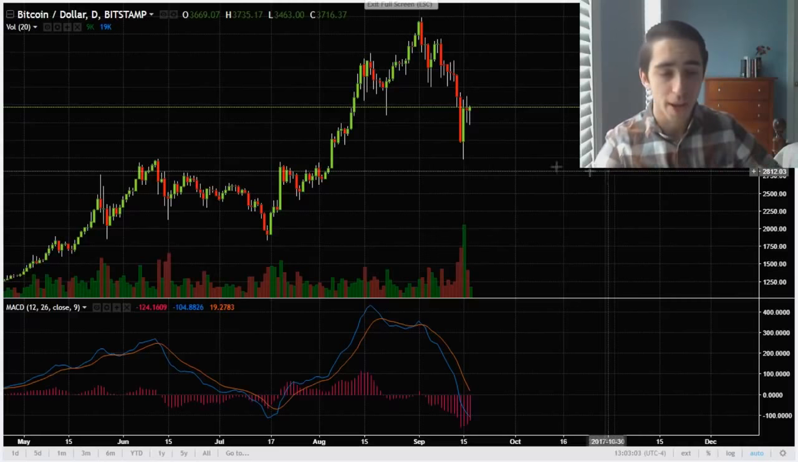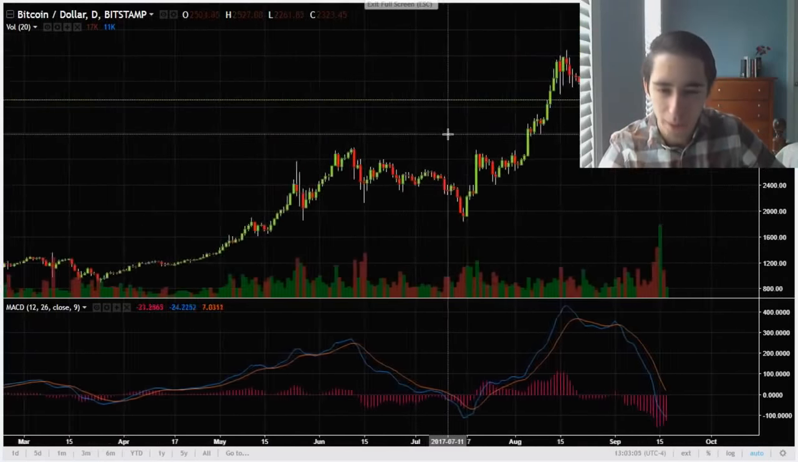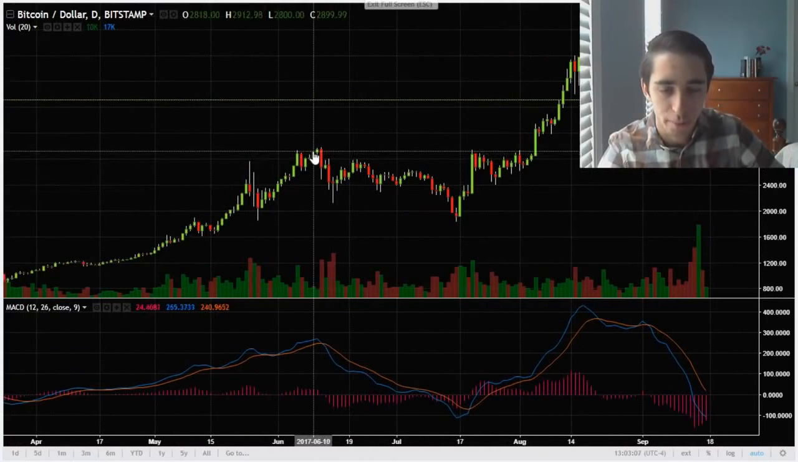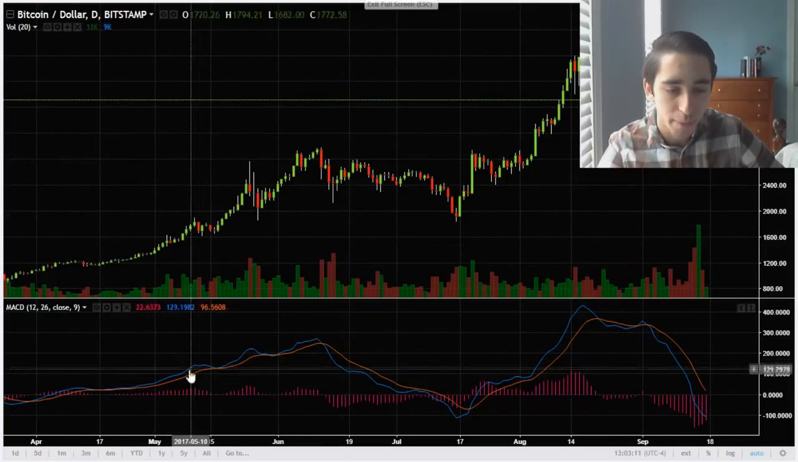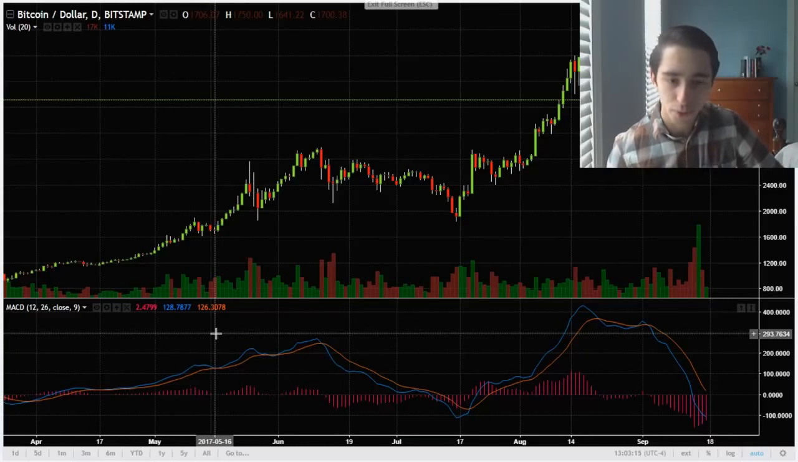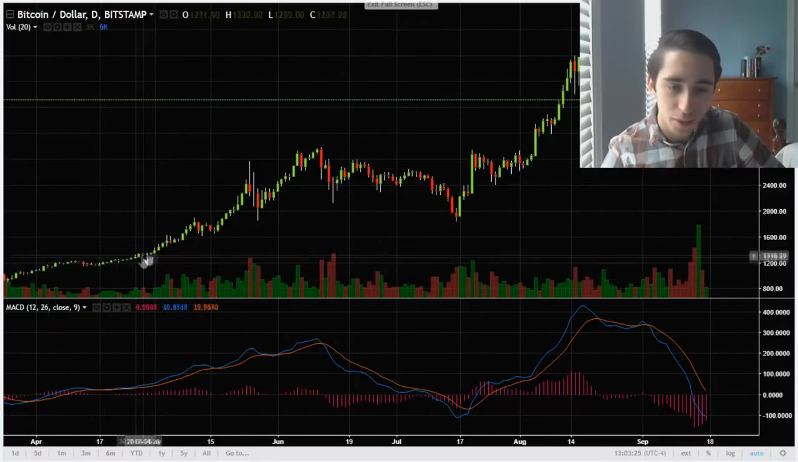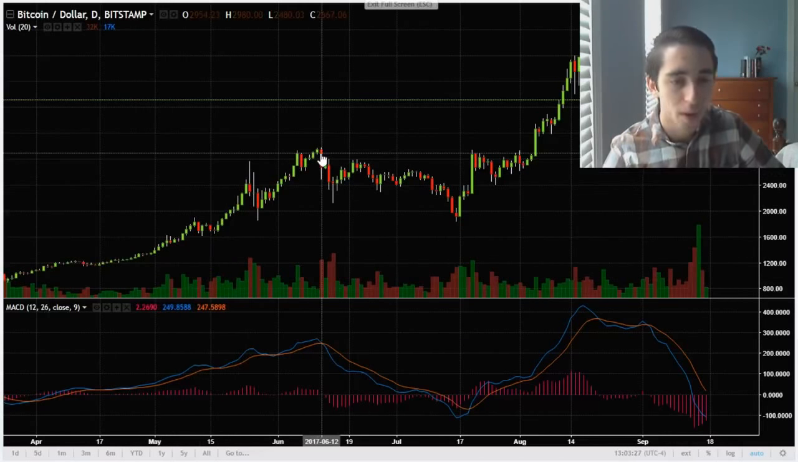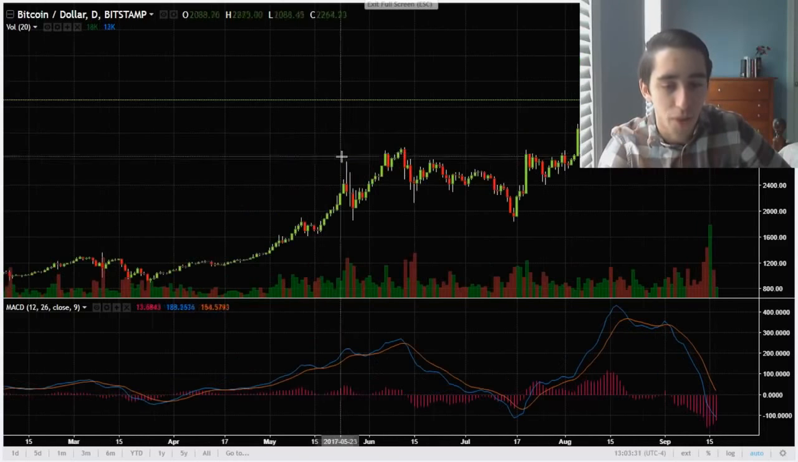Well, let's go ahead and look at the past kind of pullback in Bitcoin's price action that we saw back during June and July. We could see that as we were going up, the MACD held strong. You want to see generally in an uptrend that the blue line, in this case, the 12-day exponential moving average, stays generally above the orange line, the 26-day exponential moving average. And you can see that during this uptrend, it held quite well, and the price action was pretty bullish. It held its trend for quite some time and had a great run-up.